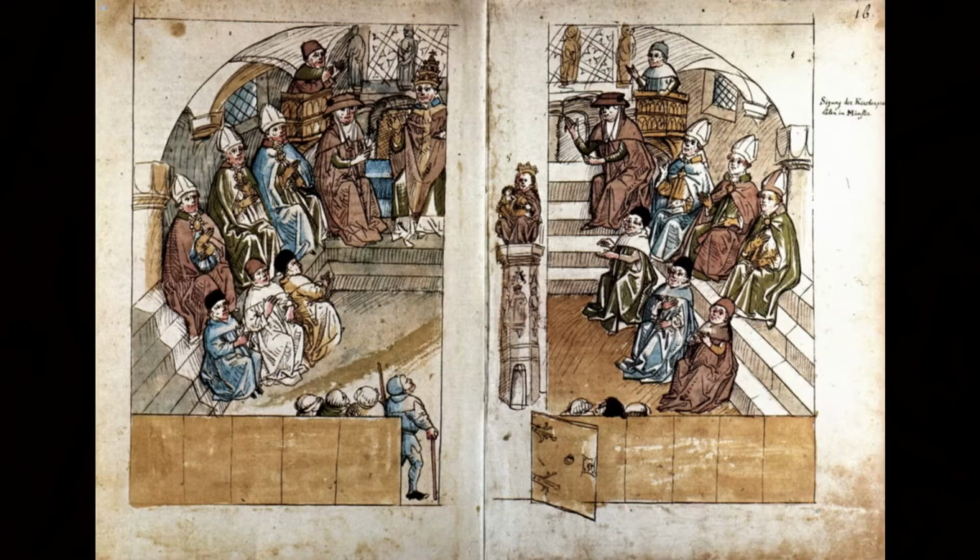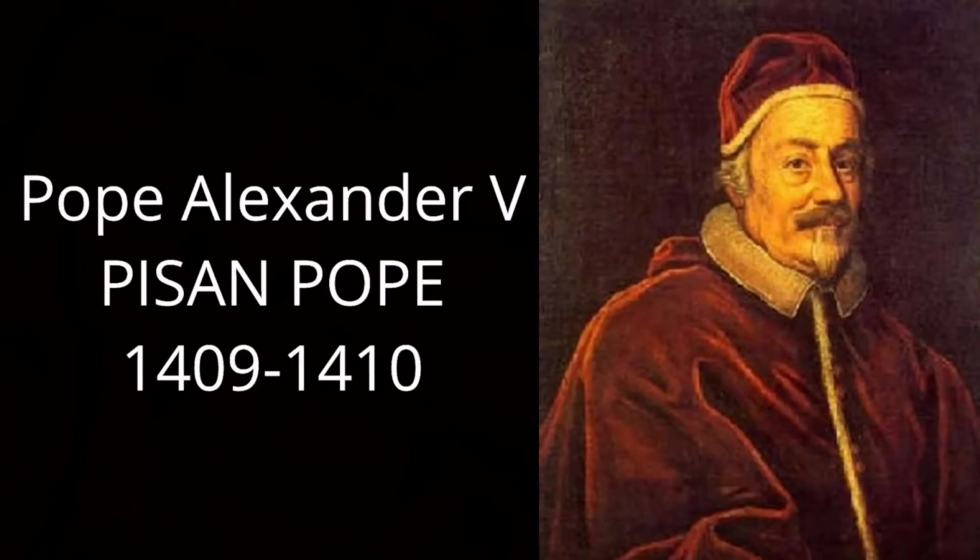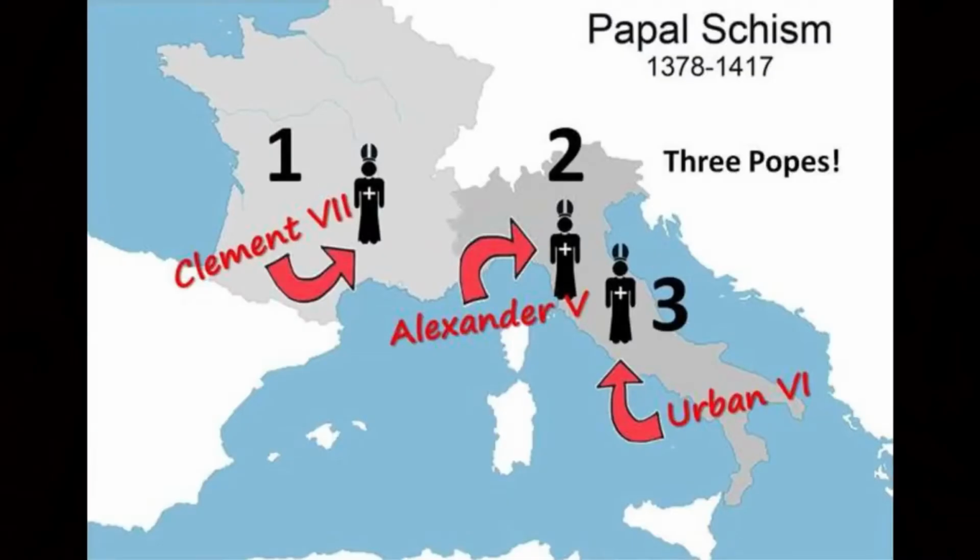The cardinals then elected Alexander V, who reigned from 1409 to 1410. Although most of Europe recognized him, his election did not put an end to the schism, because neither the Roman nor the Avignon pope would abdicate. Thus, there were 3 claimants to the papacy.